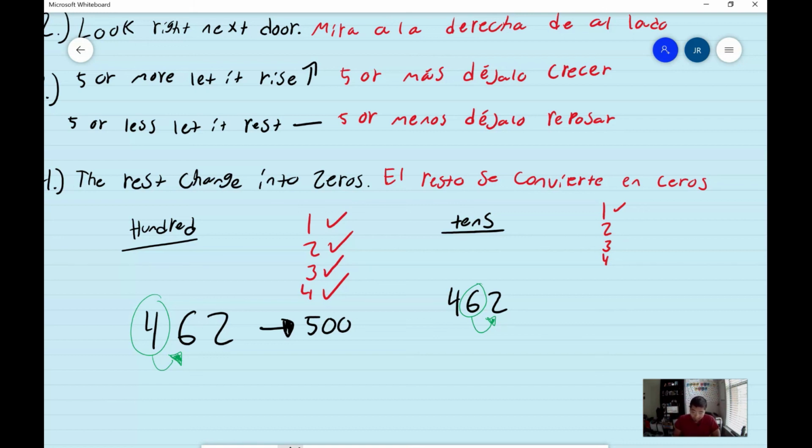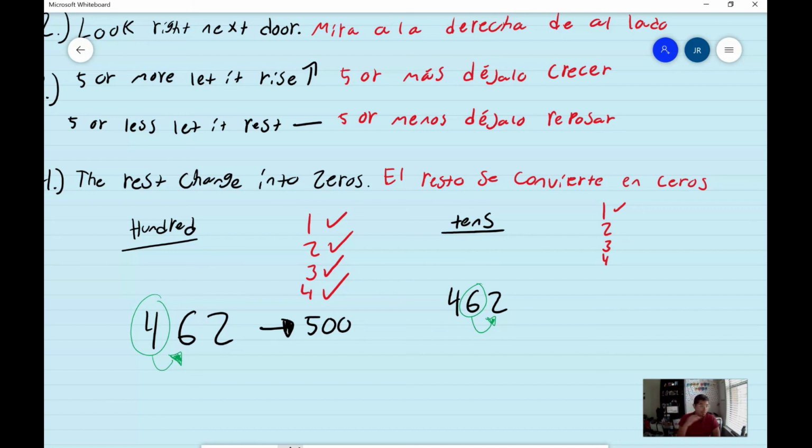Okay? If it's 5 or more, let it rise. If it's 4 or less, let it rest. 5 y más, déjalo crecer. 4 o menos, déjalo reposar. ¿Ok? Mirando el 2. Looking at the 2, is it 5 or more or 5 or less? 5 or less. ¿Ok? 5 o menos.